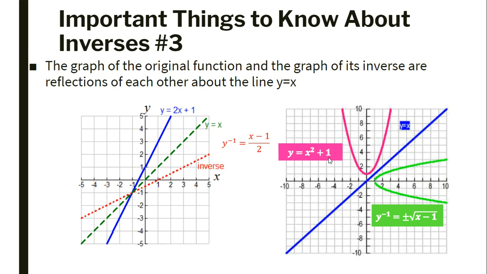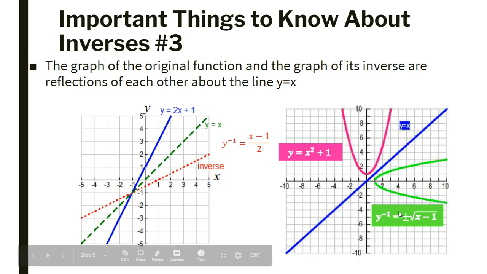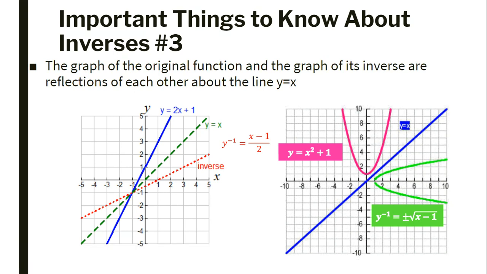Also, in this example, we have x squared plus 1, and we have this lovely pink parabola here. Here's the line y equals x, and this green graph is its inverse. Now, whenever we take the square root of something, we have to do plus and minus, so I did that here, and here we go. Here is the inverse, and you can see that they are reflections over the line y equals x.